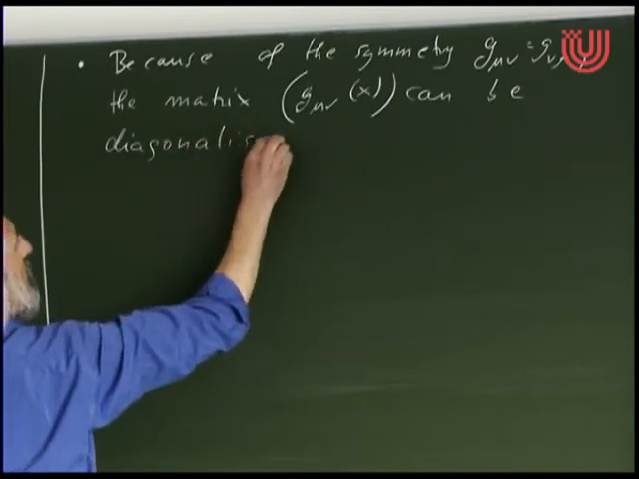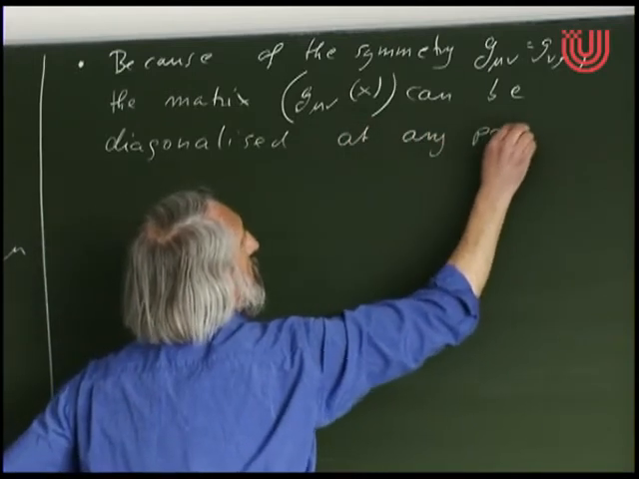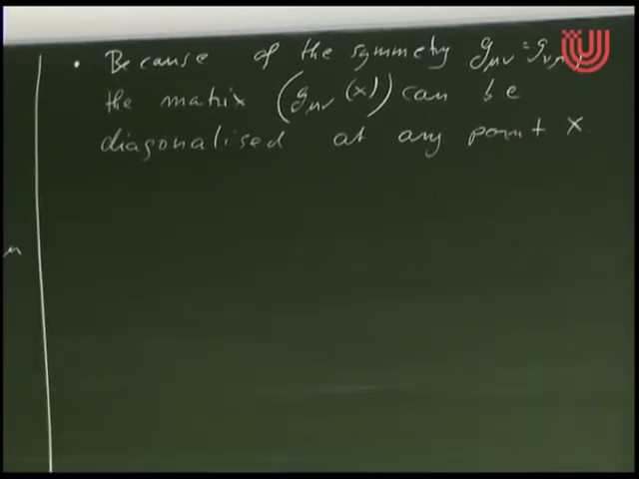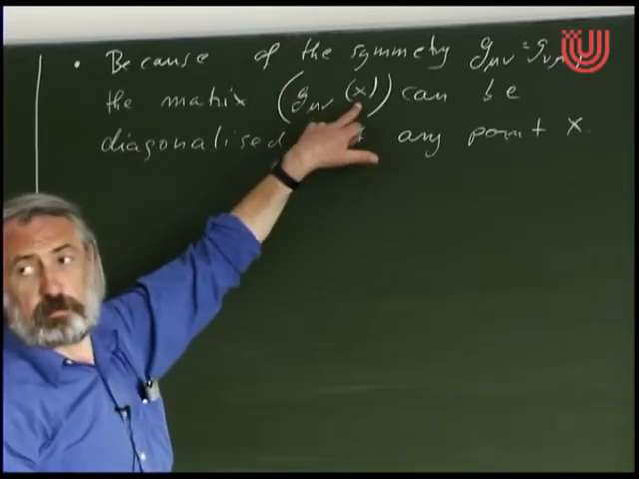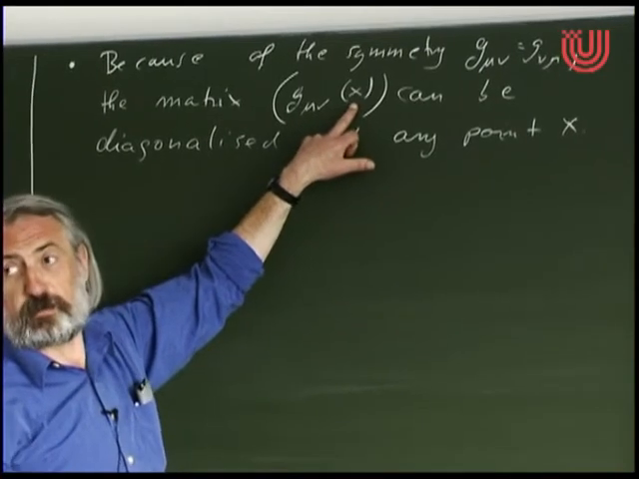Diagonalized at any point x. Of course, I have to do this independent of the point. The question is whether we can diagonalize this matrix on a whole neighborhood, so for all x in a neighborhood simultaneously. That's a different question, and actually to this question the answer will be no.